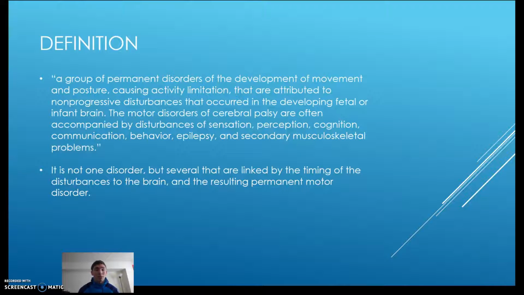So really, cerebral palsy is not one disorder, but several that are linked to the timing of disturbances to the brain. Again, those abnormal brain development or injuries, and it results in permanent motor disorders and many other health complications, as I mentioned, including disturbances of sensation, perception, cognition, communication, behavior, epilepsy, and many different things.